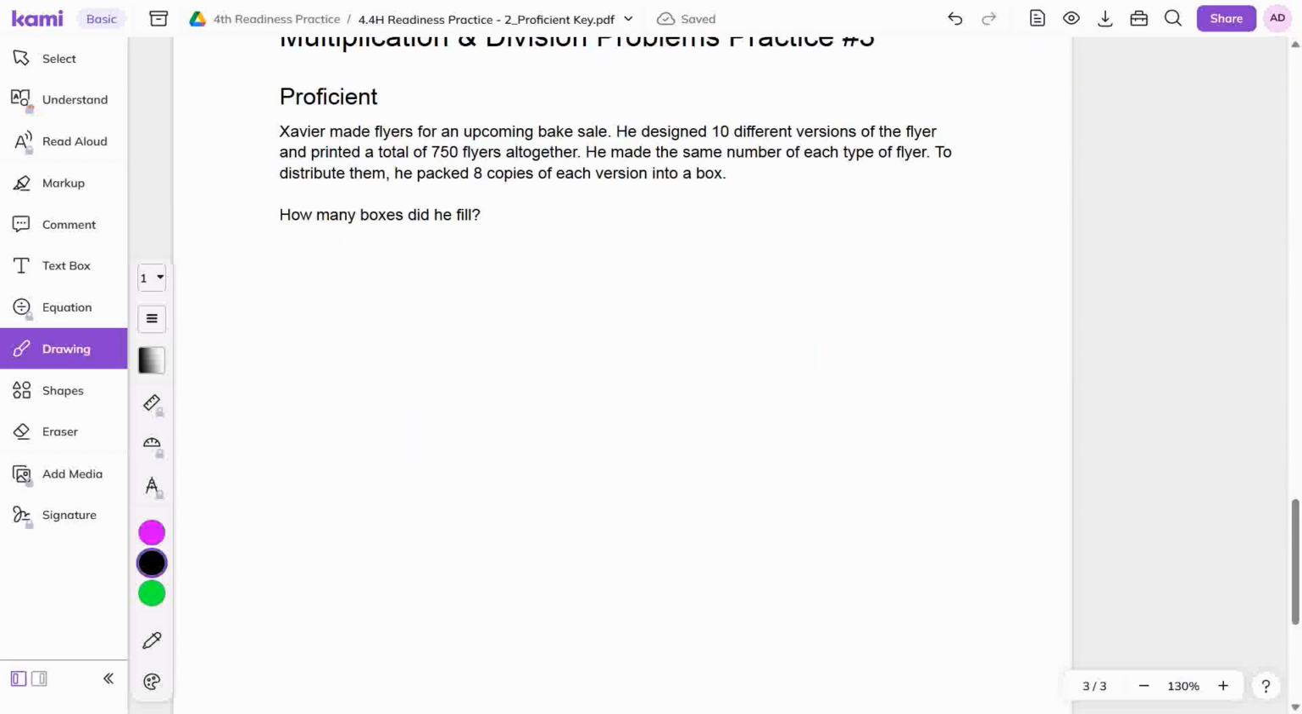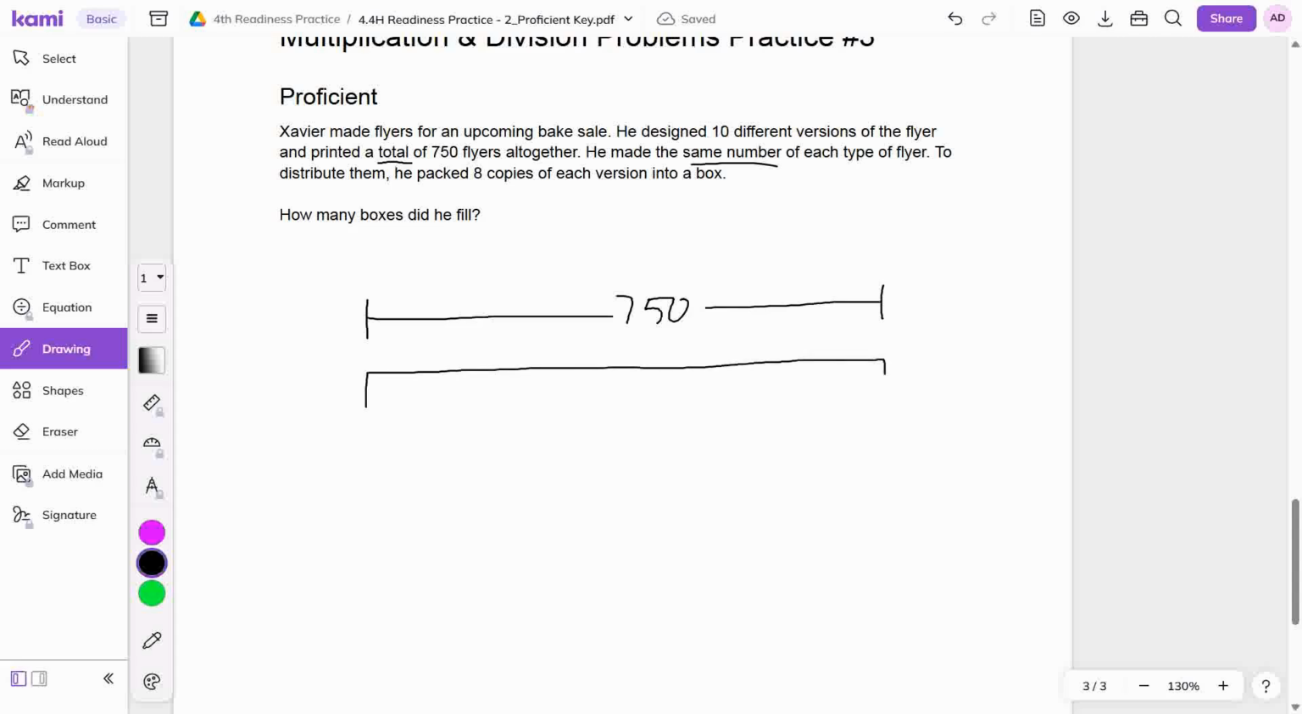All right, Xavier's making flyers. He's designing 10 different versions. Printed a total of, all right, so we've got my total. And he's got the same number of each flyers. That's that same thing to where I'm going to get my total, 750. And I've got 10 of each, or 10 different versions, the same number in each. So I'm going to take half right there, and then I'm going to take each half and cut it into 5 equal parts.